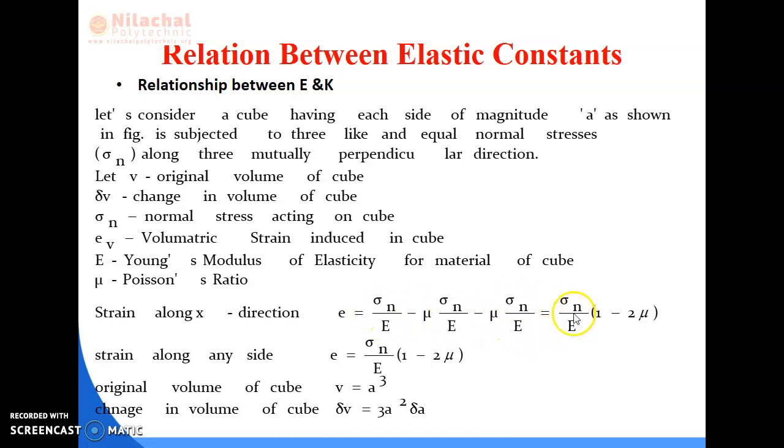From these terms, sigma n by E can be taken common, that is equal to sigma n by E bracket 1 minus 2 mu. So it is concluded that as the cube is of same side along the 3 directions, for any side strain is equal to sigma n by capital E bracket 1 minus 2 mu. This is the first equation. Sigma n by E 1 minus 2 mu is equal to strain.